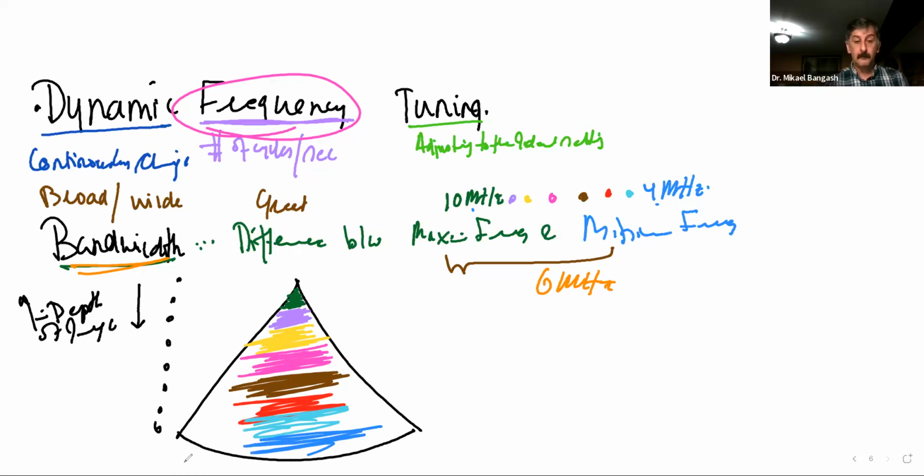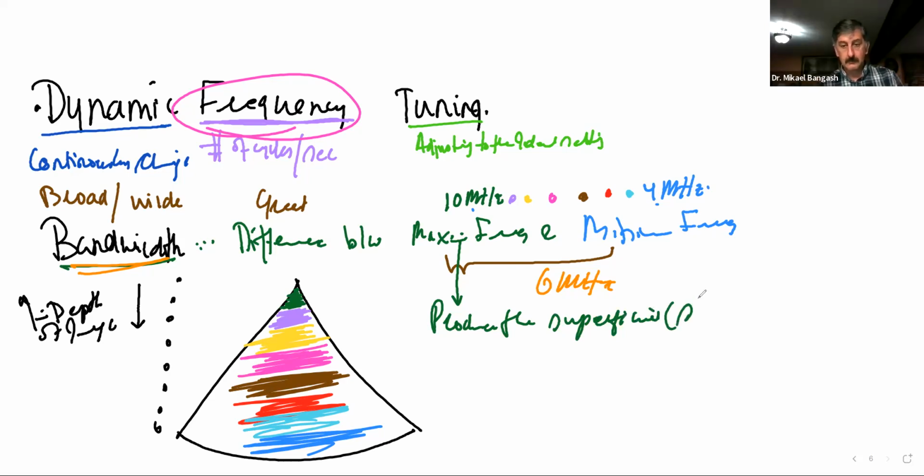So you can say this maximum frequency is going to produce the superficial part of the image. Somebody doesn't like the word superficial. You can say the shallow part of images.